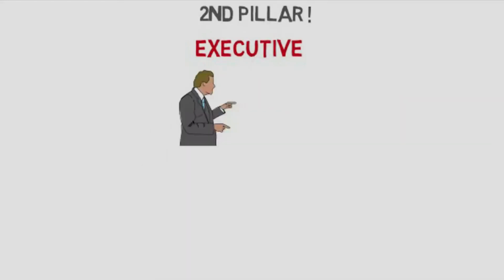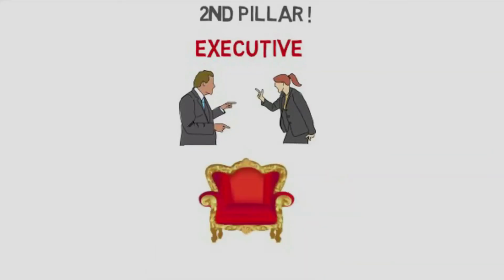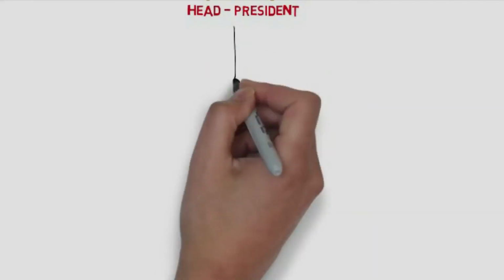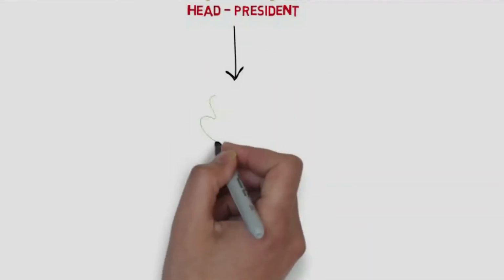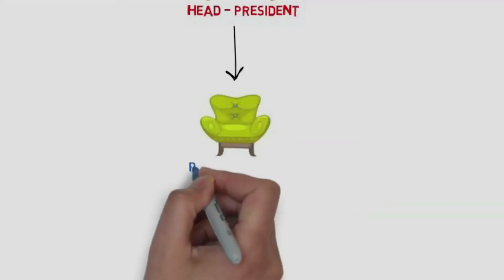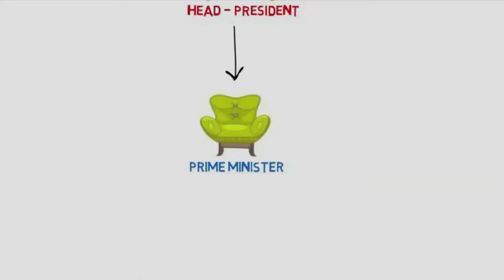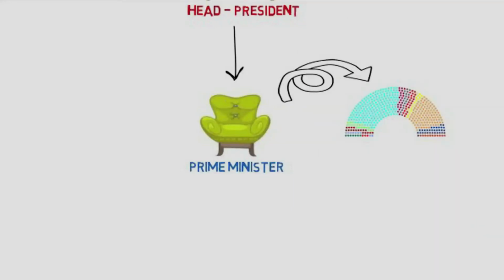Now moving on to the second important pillar, the executive. These are the set of people who execute all the laws that are passed. Here again, the head is the President, under whom is the Prime Minister. The Prime Minister of India is the leader of the majority party in the Lok Sabha. The Prime Minister can either be a member of Lok Sabha or the Rajya Sabha.